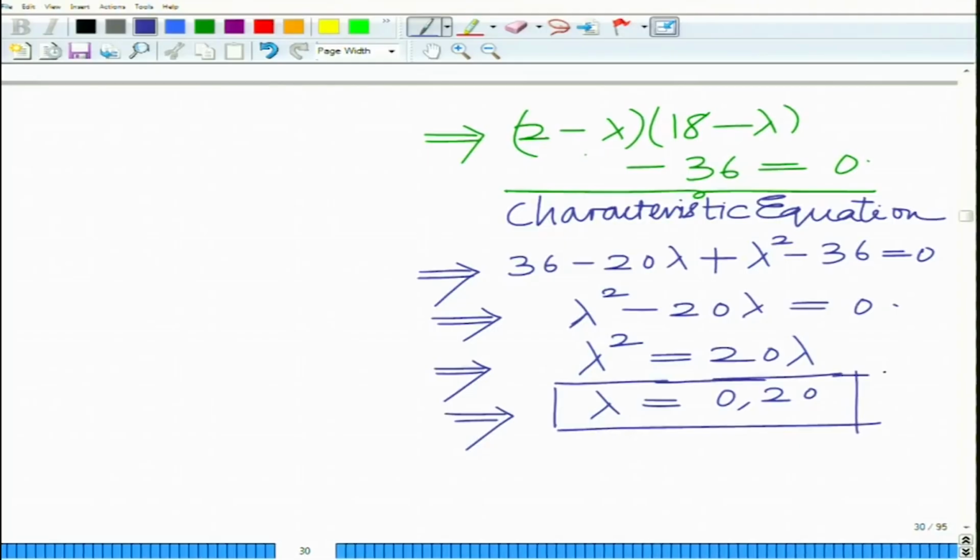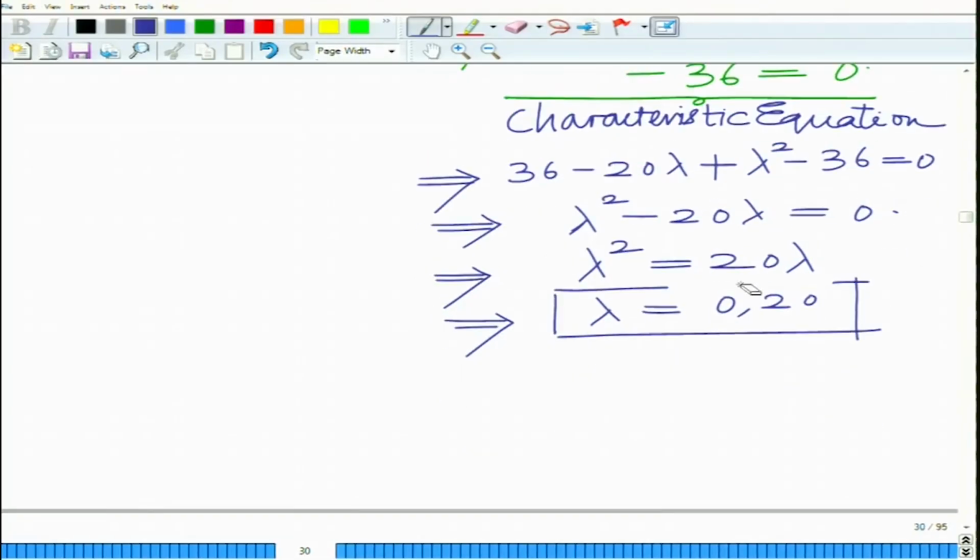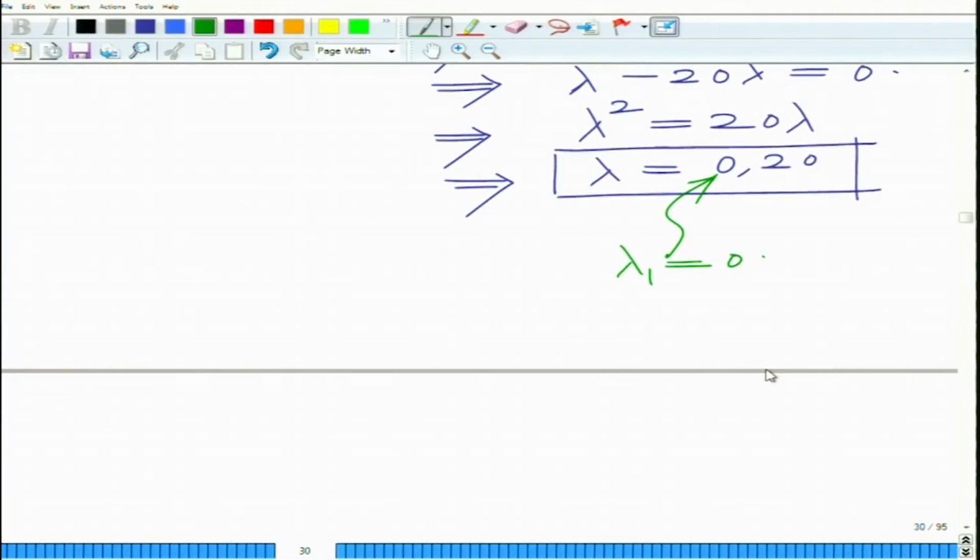So, what you can see, very interestingly, is that one of the eigenvalues is in fact 0. If you call this lambda 1, it is in fact 0. One of the eigenvalues is 0. We also checked that the matrix is PSD, positive semi-definite.